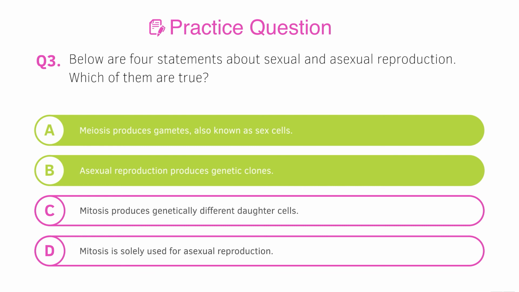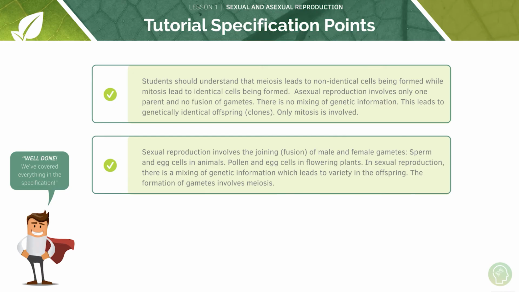And D, mitosis is solely used for asexual reproduction. This is incorrect because it is used for asexual reproduction, but it's also important in growth and repair. As we were talking about in the human body, we undergo mitosis regularly, especially in our skin and muscle cells. So mitosis is not only used for asexual reproduction. So that's all for today. Well done, and we will explore all of this in a lot more detail in subsequent tutorials.